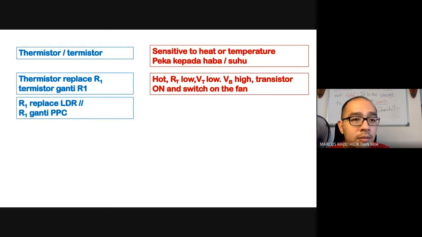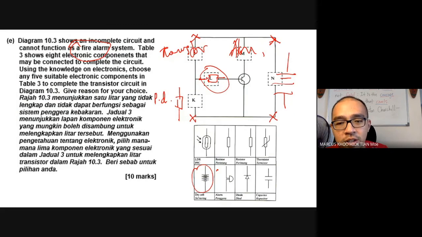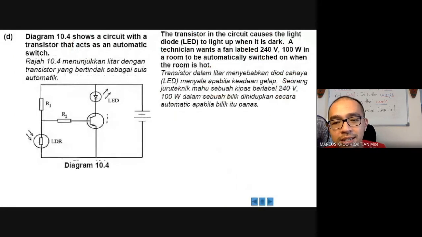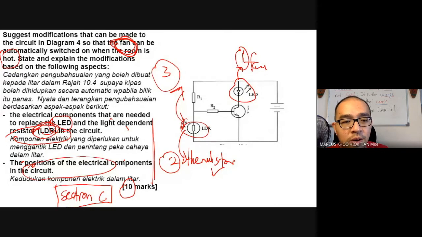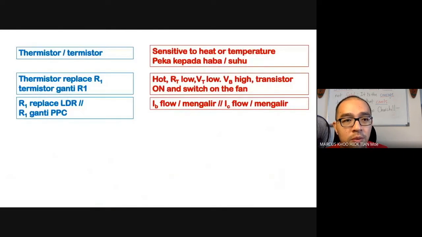Okay, the third one is the R1 replace the LDR. Oh, so that is how it works. Thermistor. Oh, okay. Sorry. That means this is what it means. Instead of saying interchange, what you do is this one you change with thermistor, and then the LDR change with R1. So then you will have the 4 points already. Okay, so the R1 replaces the LDR so that the base current can flow.